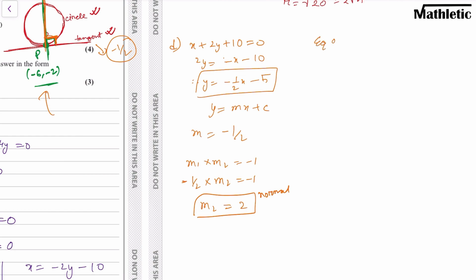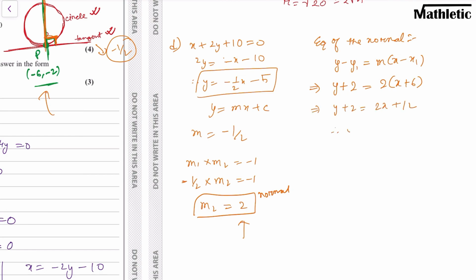So the equation of the normal is the general equation of a straight line, any straight line. So x1 is minus 6, y1 is minus 2. Minus minus will give us plus. Gradient is 2. So this is y equals 2x plus 10. Done.